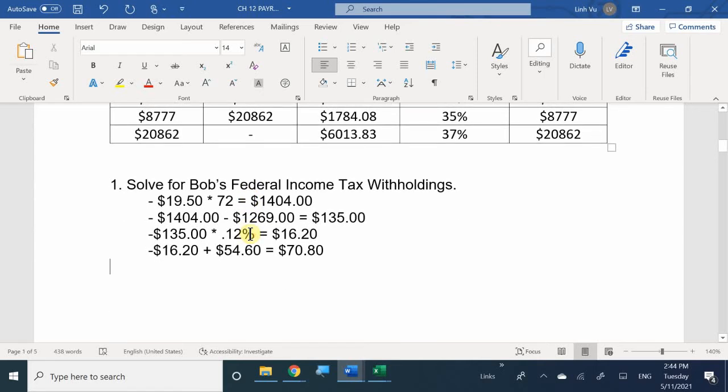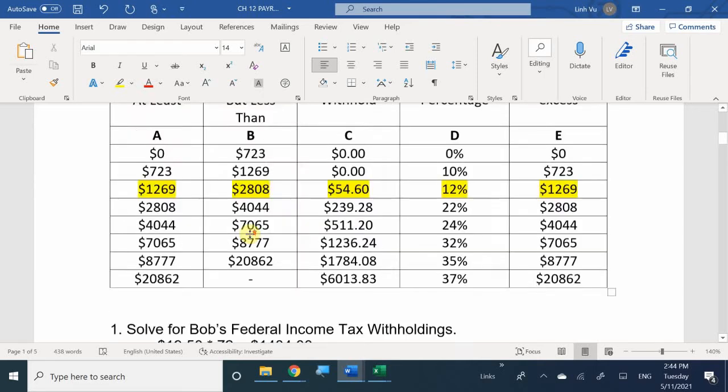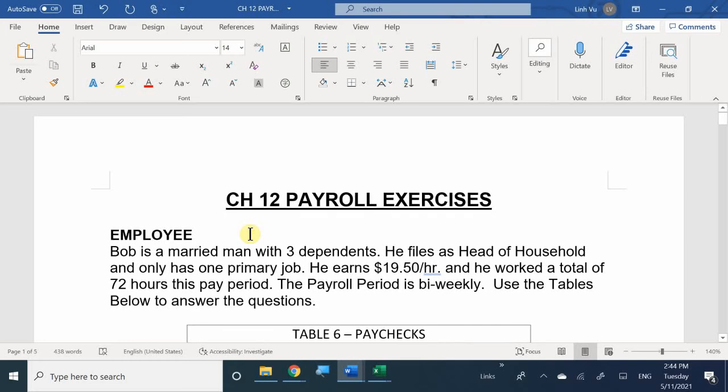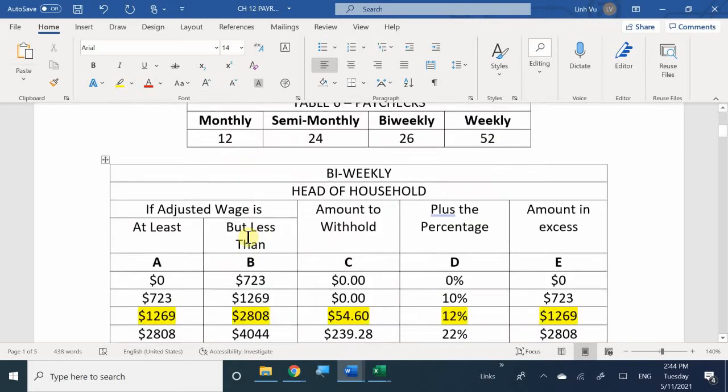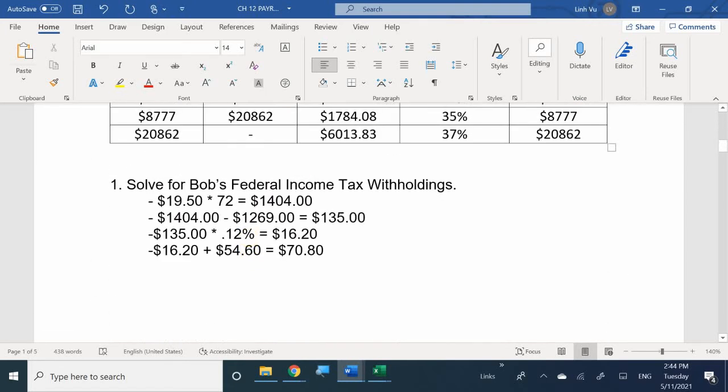So how many does he have and he's claiming? 3. He's claiming 3 dependents, and they cost $2,000 per year. So therefore, he's racking up a total of $6,000 in dependents.